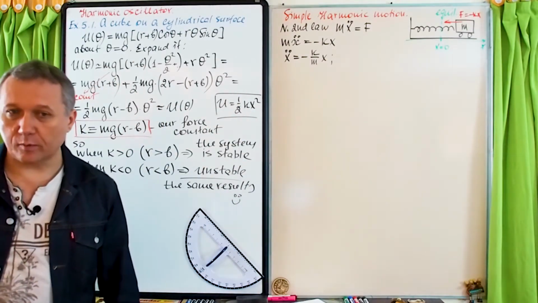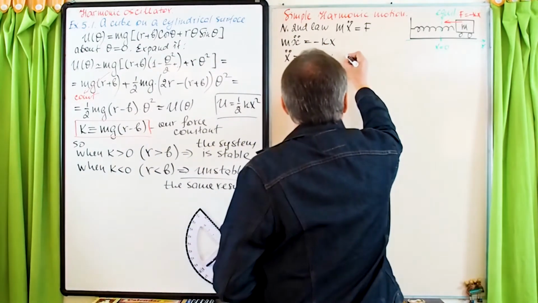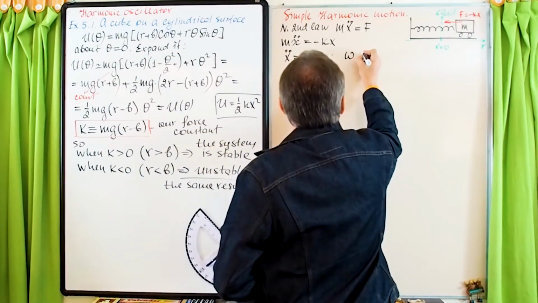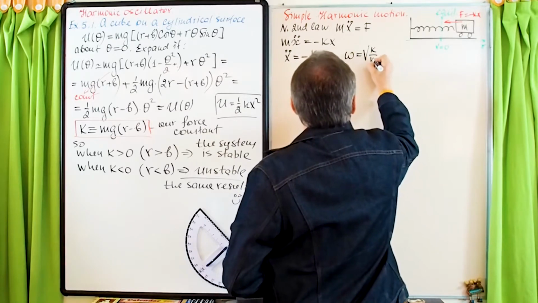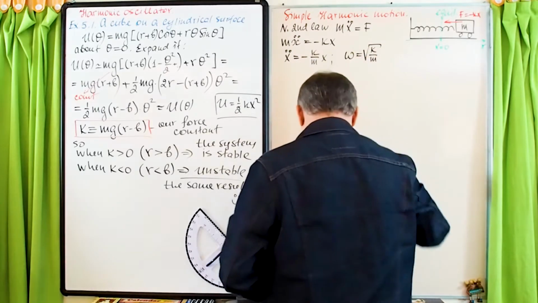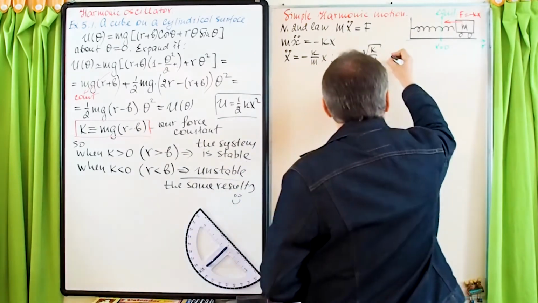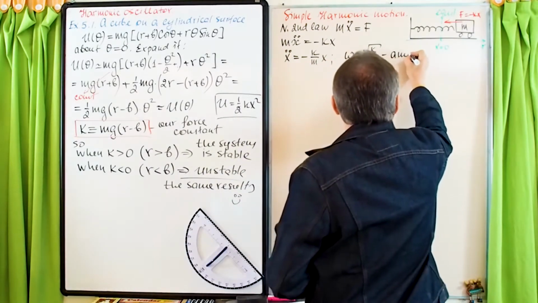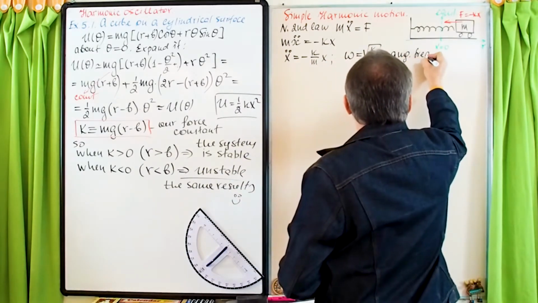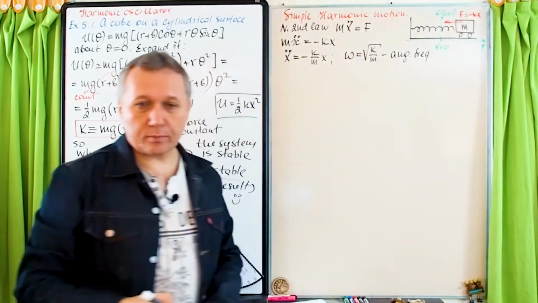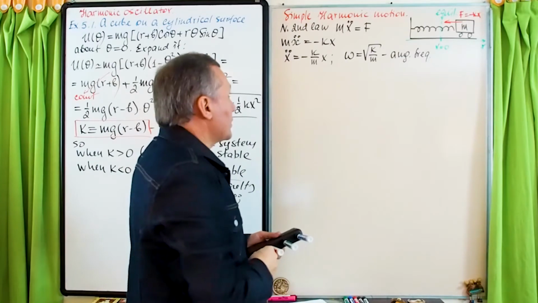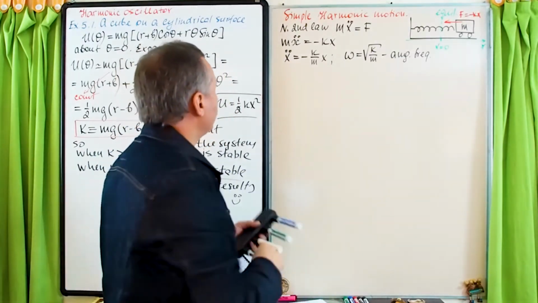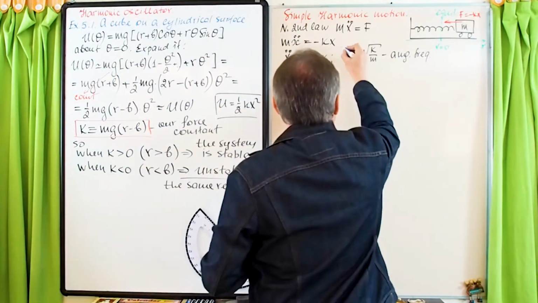Angular frequency, omega. So let's denote omega equals the square root of k over m, right? So angular frequency is an intrinsic property of the system, because it depends on the intrinsic properties. Okay, of course, this must be framed.